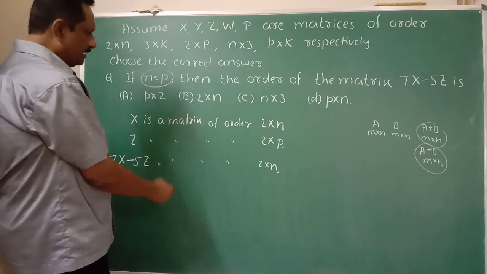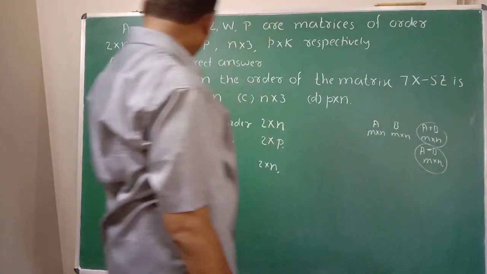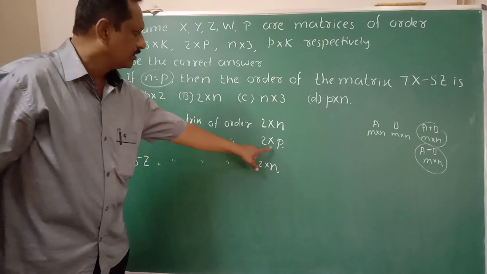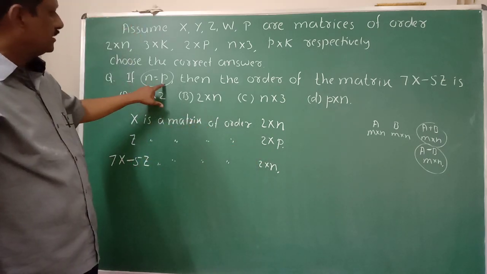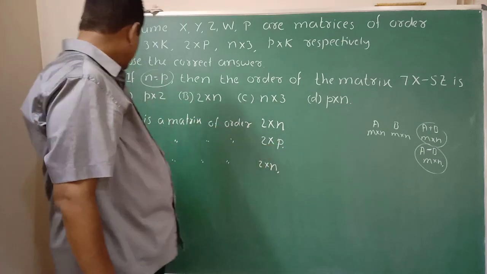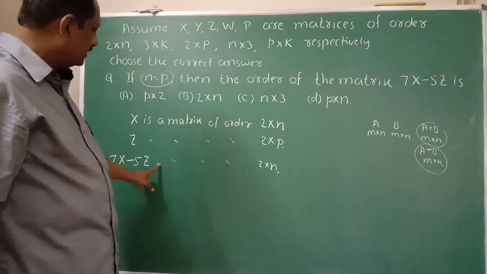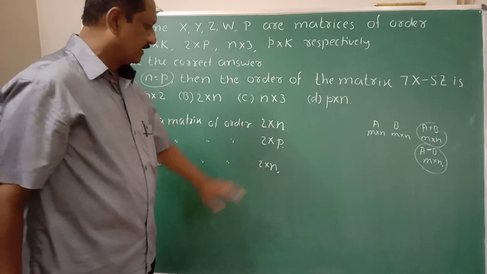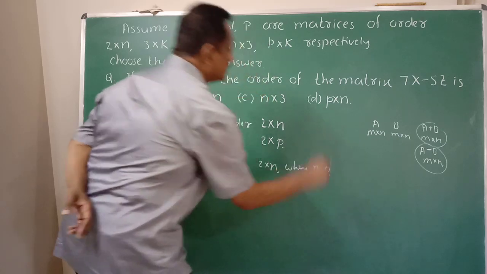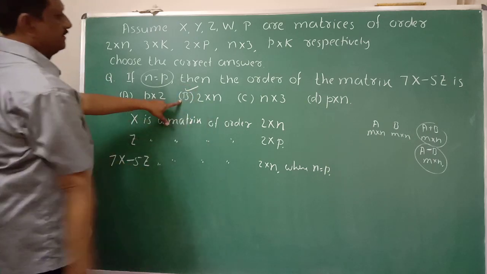Therefore, subtraction is defined when they have the same orders. Here X is a matrix of order 2 into N, Z is a matrix of order 2 into P, and it is already given that N is equal to P. Therefore, 7X minus 5Z is a matrix of order 2 into N. N is equal to P. So therefore, the answer is B. B is the correct answer.